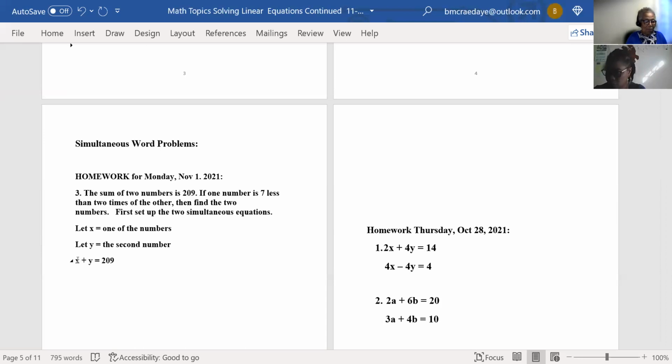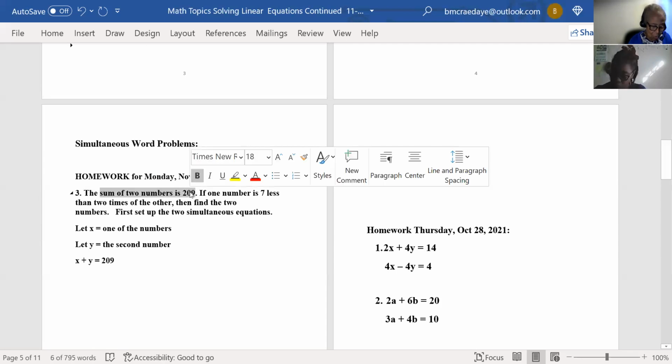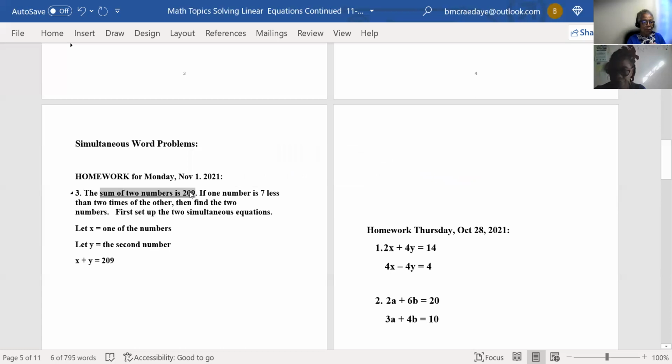All right. The sum of the two numbers is 209. That's what we just wrote. Sum means add. That means add the two numbers, you get 209. Now, if one number is 7 less than 2 times the other.